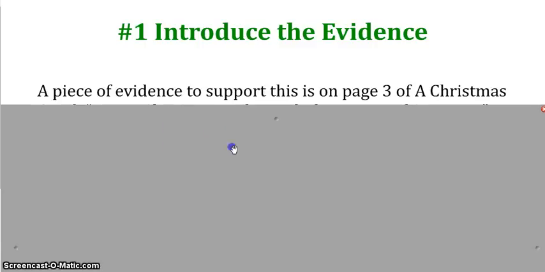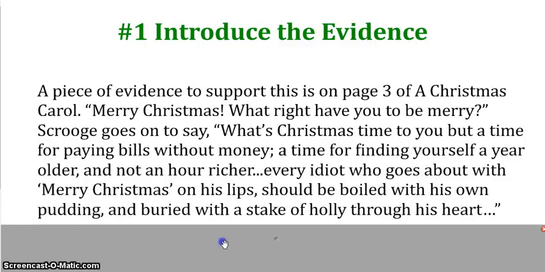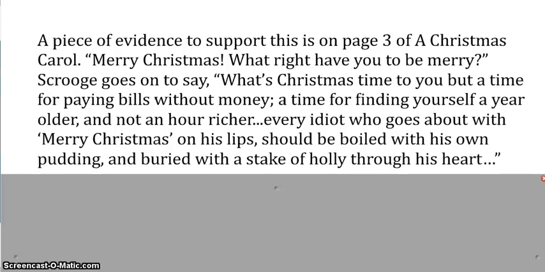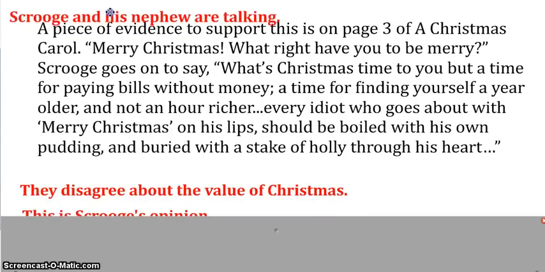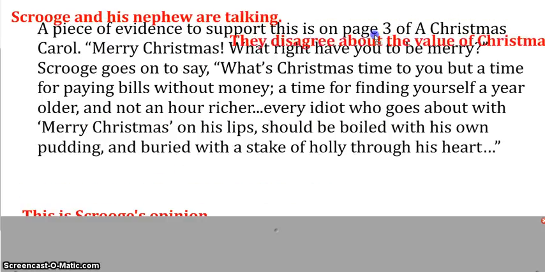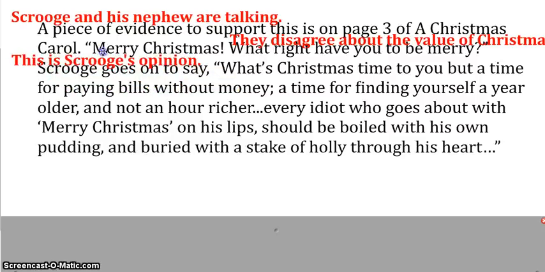Here's an example of one that didn't work quite as well. And you guys were saying how this seemed kind of choppy because it just says a piece of evidence to support this is on page 3 of A Christmas Carol. And then it just goes. When we look at that, a couple things you want to realize. What's important to note? So what's important to remember about this? Somewhere up here we have to mention that Scrooge and his nephew are talking. We have to mention that they're disagreeing about Christmas. And we also have to let them know that this part is Scrooge's opinion.